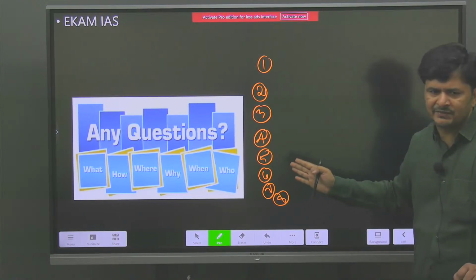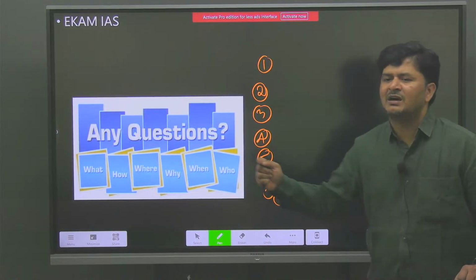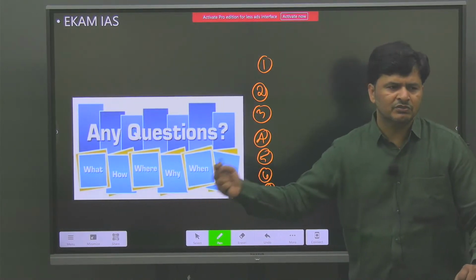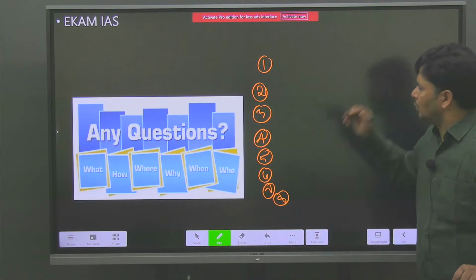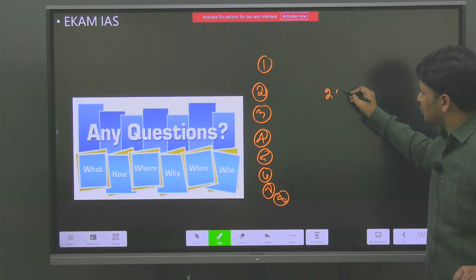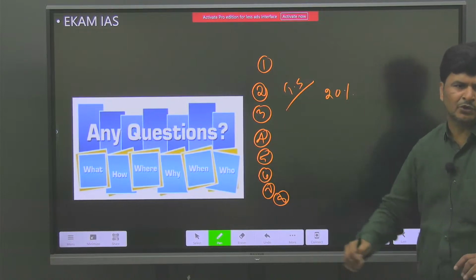Same. As I was telling, optional history is nothing but an extension of the GS syllabus. Simple word answer. That's it. The only thing is you have to read 20% extra of your GS syllabus. Keep in mind. Only 20%.